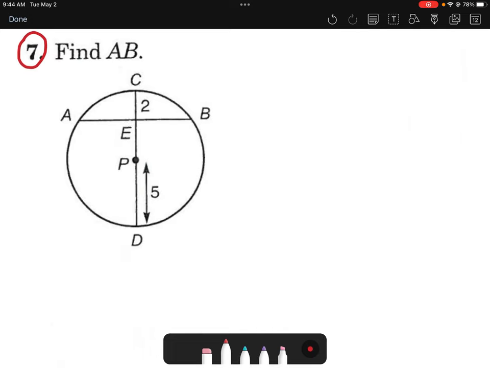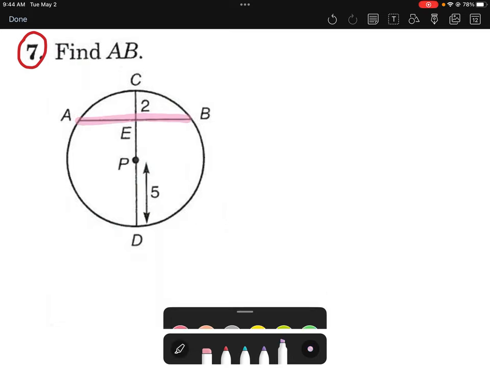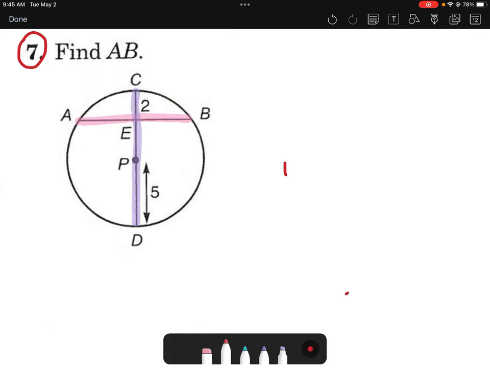Number 7, let's find the distance from A to B. Segment AB is a chord. Segment DC is a diameter. If a diameter crosses a chord, that doesn't really mean anything unless it's perpendicular. So you need this to be perpendicular to go any further. Okay, so if we say that those are perpendicular, then we know those lengths are the same.